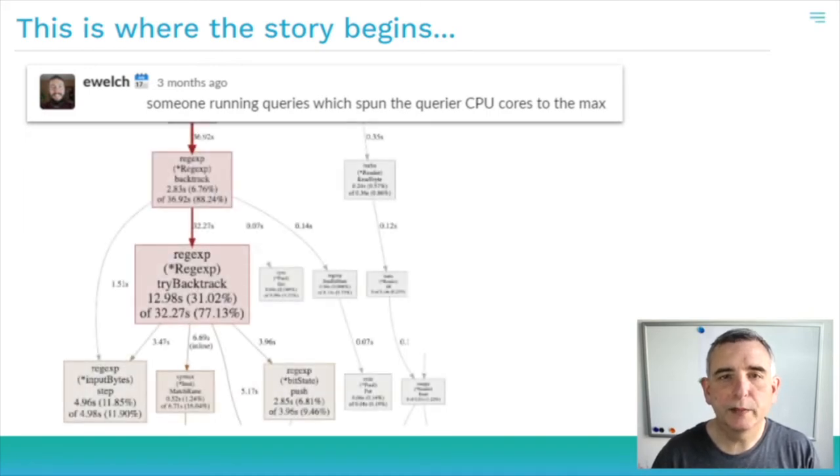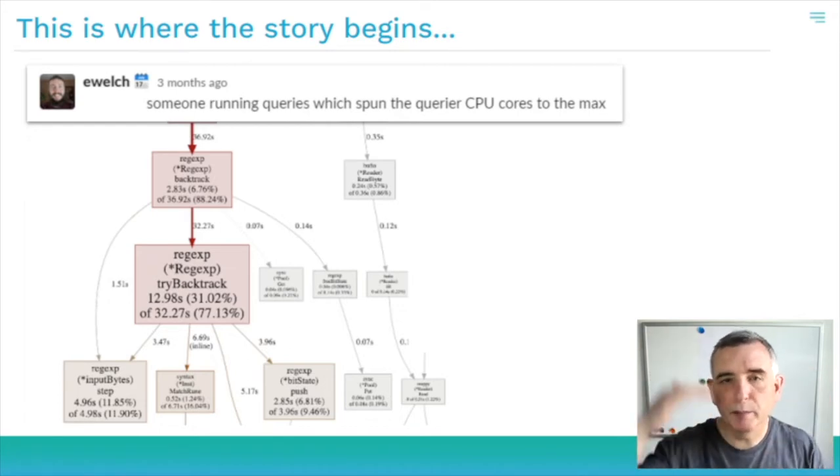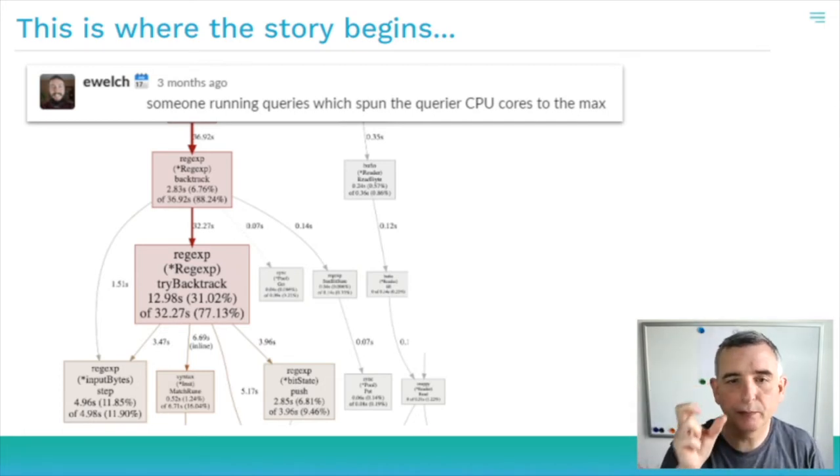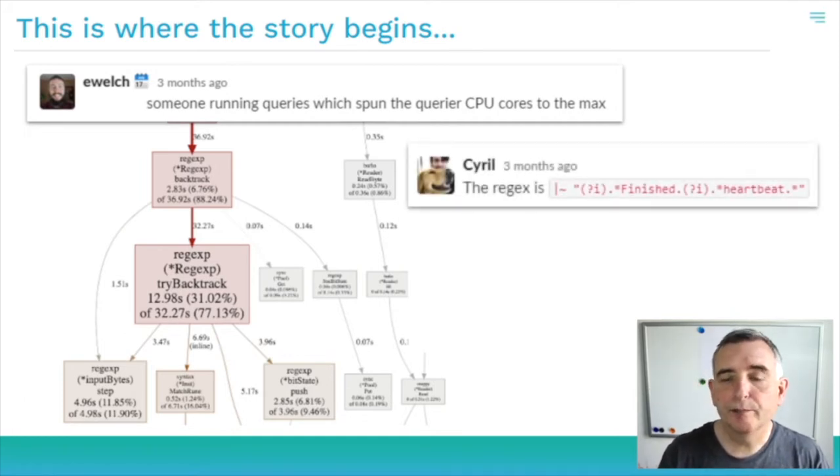Another colleague, Cyril Tovena, managed to get a profile. And it's a little bit complicated, but basically the big box in the middle is saying that 77% of all of that CPU was going into one function, and it's in the Go regular expression package. So it's not entirely unexpected. When we're querying logs, we have some indexes to kind of narrow it down a bit, but then basically you have to go line at a time and look for the thing that you're trying to match. So Cyril found out that this particular high load was caused by this one regular expression.